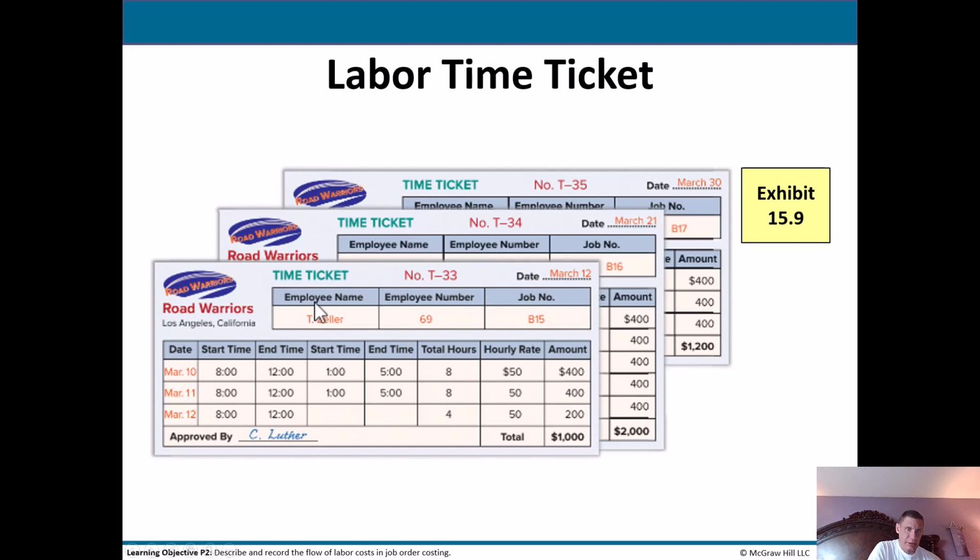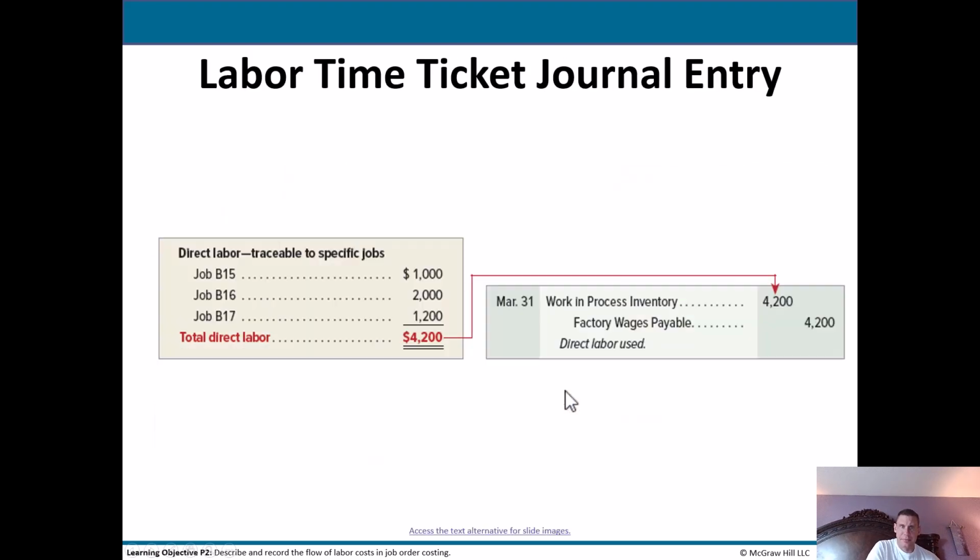So you can see if we just look at the first one, the employee name was T. Zeller. Their employee number is 69. The job they were working on was job number B15. Date was March the 12th. And then if you come down here, you can see what all they were working on. So on March the 10th, they spent 8 hours at an hourly rate of $50. So they charged $400. And then March the 11th, the same thing again, another 400. And then on March the 12th, another 200. And this is all being charged to job number B15. It would be the same thing with these two behind it, T34 and T35.